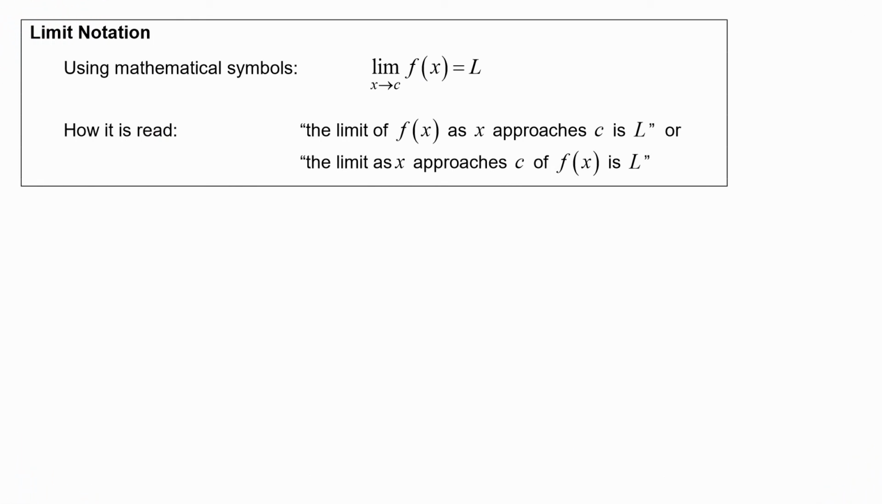And once again, here is that limit notation we just introduced. When you see these math symbols, you have two ways that you can read it. You can either say the limit of f of x as x approaches c is L, or you can say the limit as x approaches c of f of x is L. These two ways are equivalent to each other and are equally good.